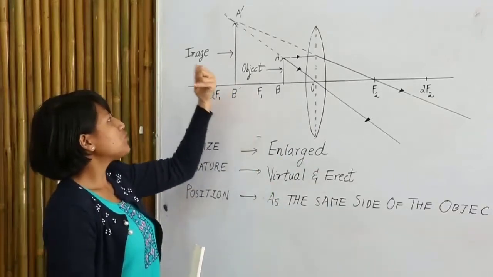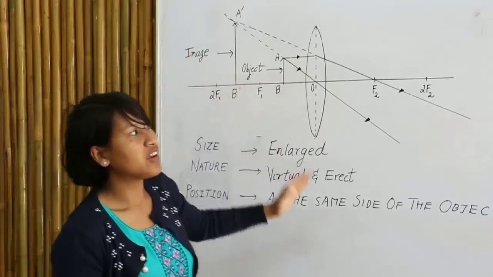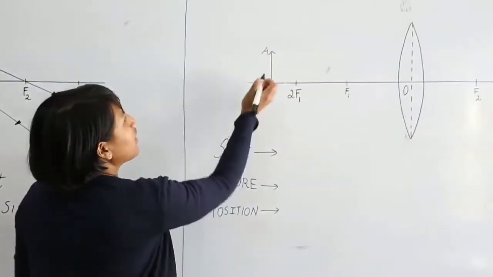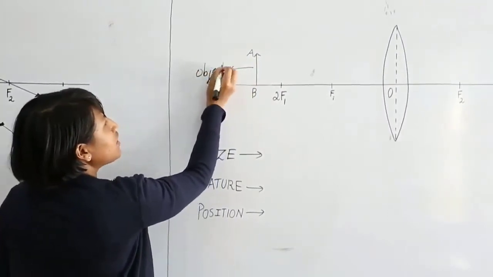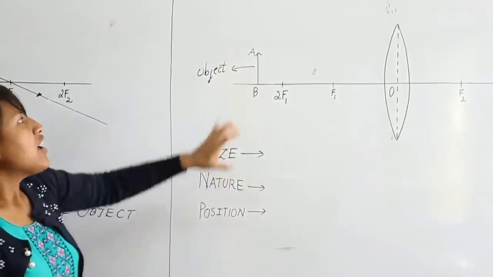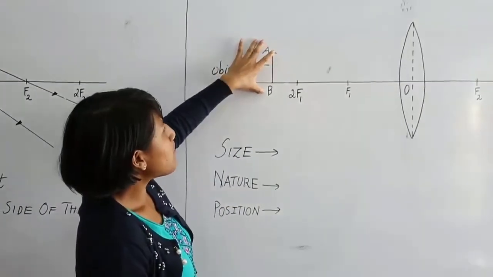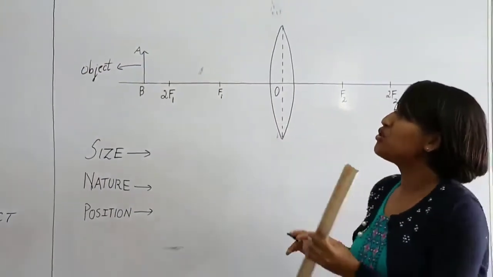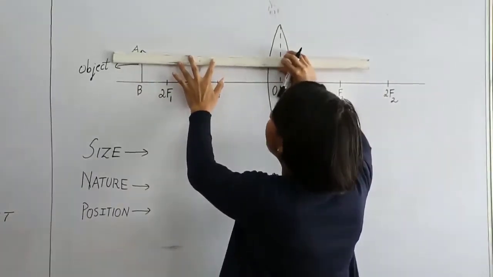Now we'll proceed to the case where the object is beyond 2f1. So this is the object beyond 2f1. Where will the image be formed? Just like the previous case, you take two rays. The first is the parallel ray of light.